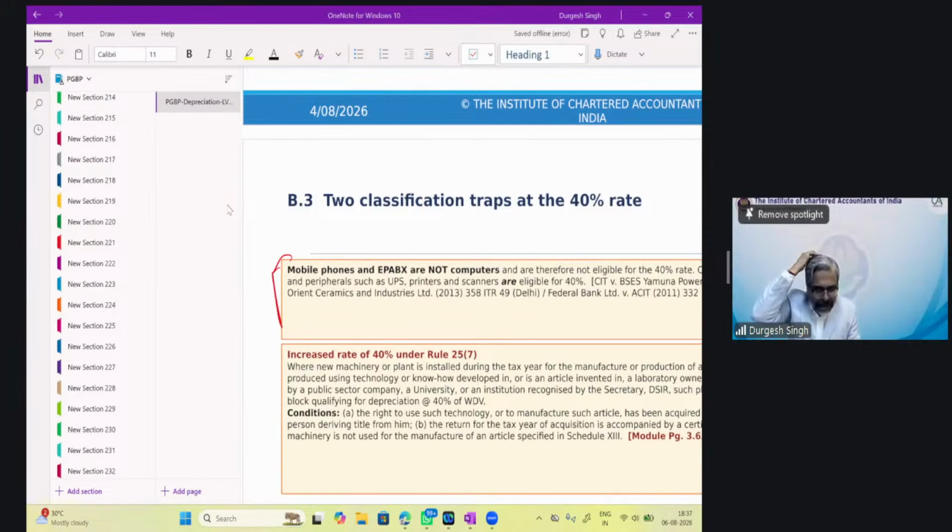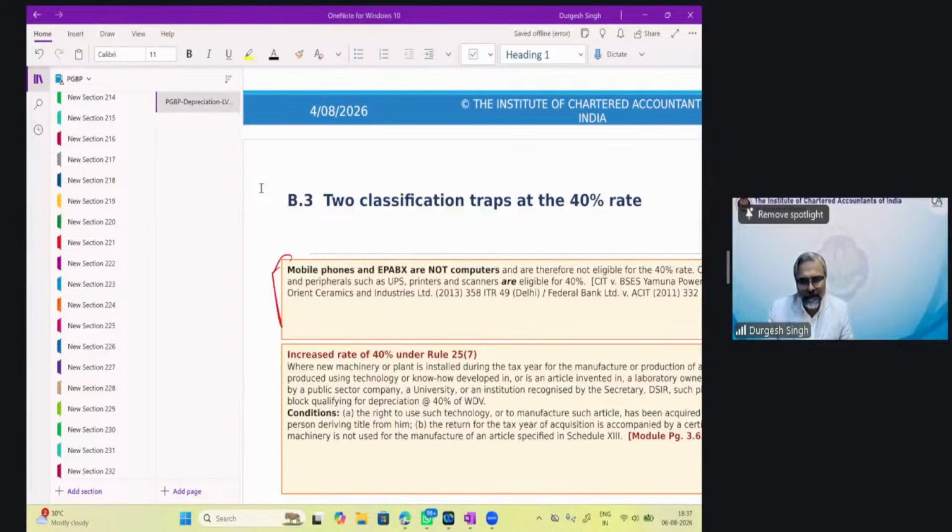Earlier, we even had a 100% rate of depreciation. Now, once the alternate tax regime came into the picture, the government felt that it is high time the depreciation allowance has an upper cap, and the upper cap over here is 40%, students. This is the basic rate in this regard.